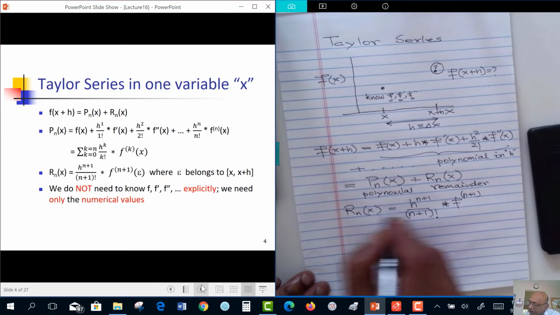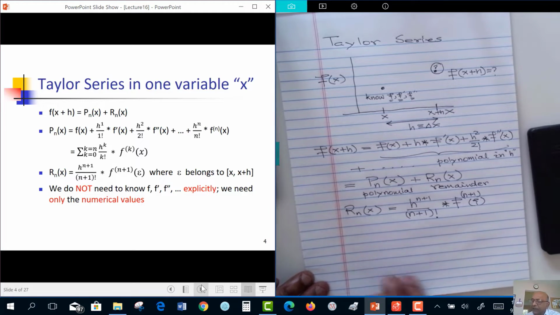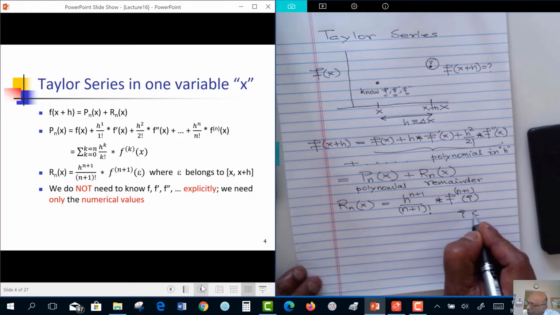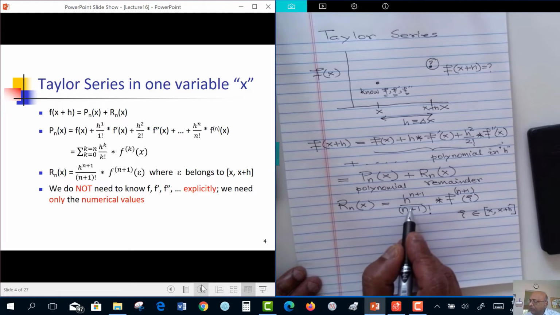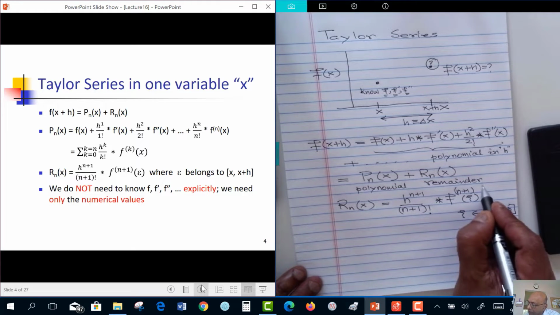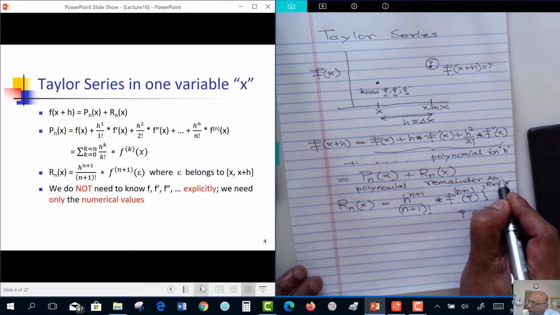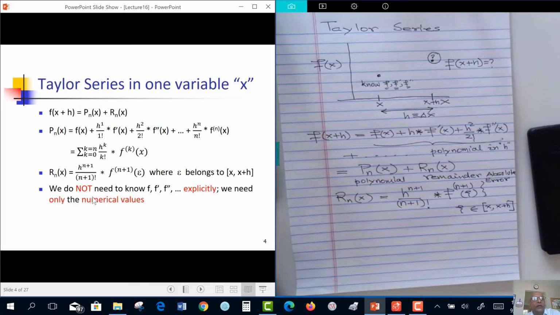and we need to evaluate where this n plus 1th derivative is. Since this is kind of a total term, we say we will evaluate it at some zeta value. All we know about zeta is it belongs to the range x to x plus h. A little later on, from a numerical analysis perspective, this term will become our error bound. So we'll think of this as our absolute error, which we will convert into an error bound. Notice we do not need to know these derivatives explicitly. We just need to know their numerical values. This is what we are going to use here.